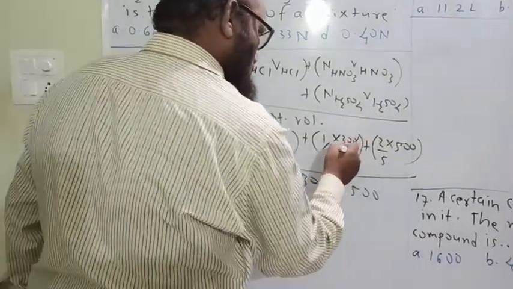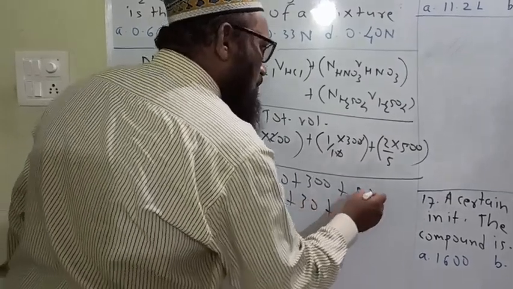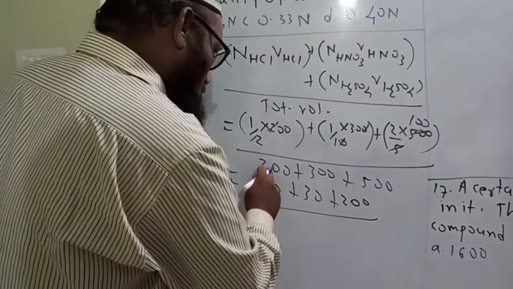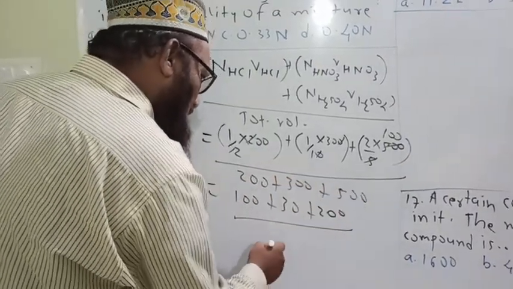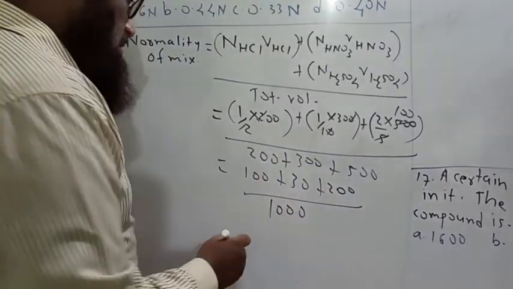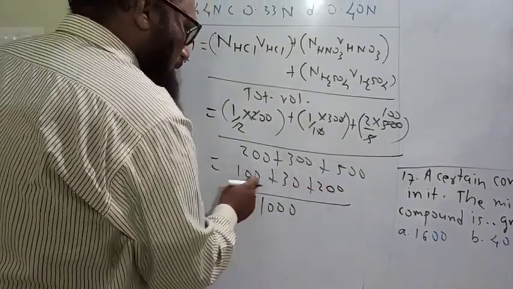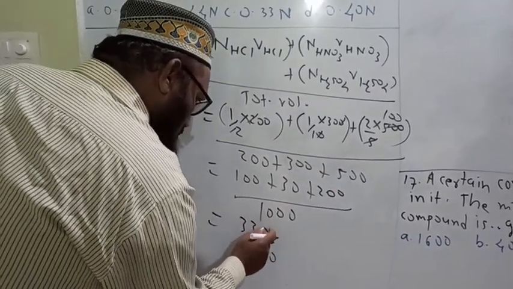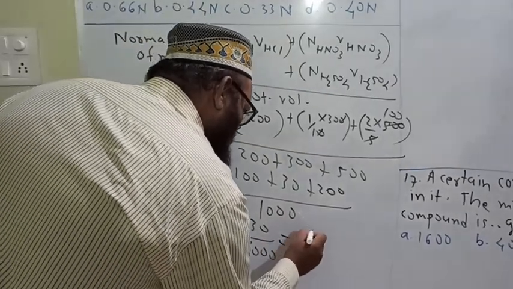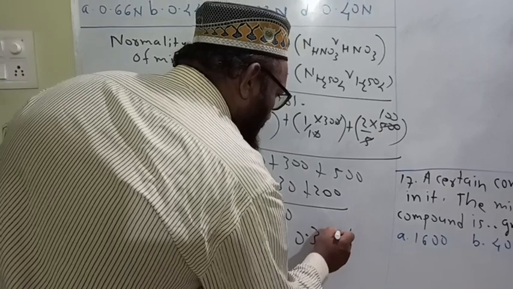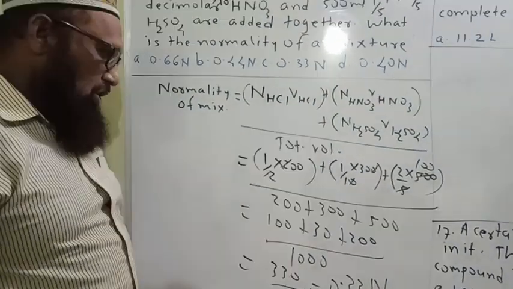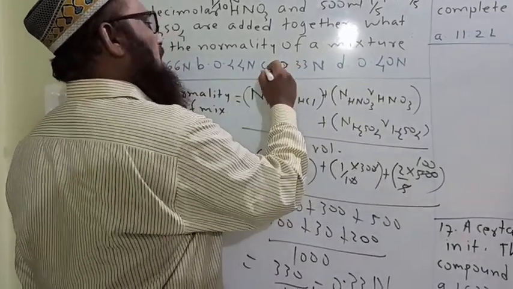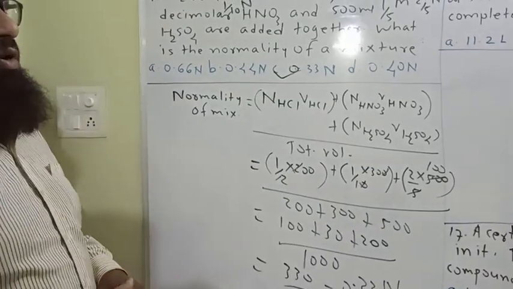100, 30 into 1, 30, 100 into 2, 200, upon total volume 200 plus 300 plus 500 is equal to 1000 ml. Addition 100 plus 200, 300 and this is 30, 330 upon 1000. Then we get here 0.33 normal, the normality of the mixture. 0.33 normal. Option is here C, 0.33 normal. C is the correct option.